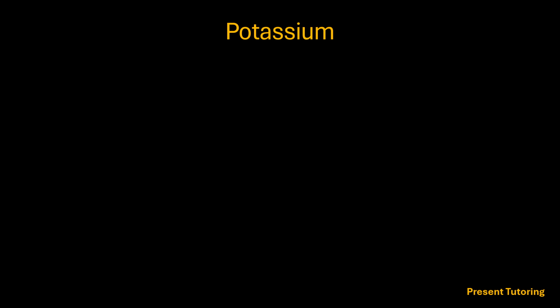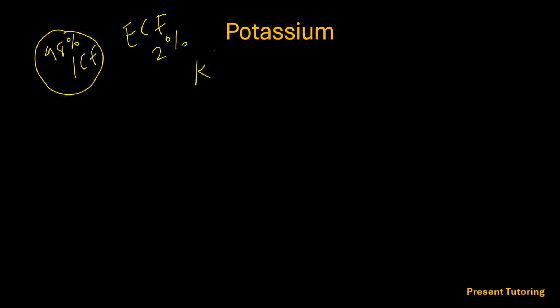Starting with potassium. Potassium is known to be more dominant inside the cell as opposed to outside of the cell. So if I was to draw the cell, and then we have the intracellular fluid, ICF, and the extracellular fluid, the intracellular fluid will have about 98% of the potassium, and then the extracellular fluid will have only about 2%. Actually, potassium, which we call K+, is the most dominant cation inside the cell. So potassium is known to be the most dominant cation inside of the cell.